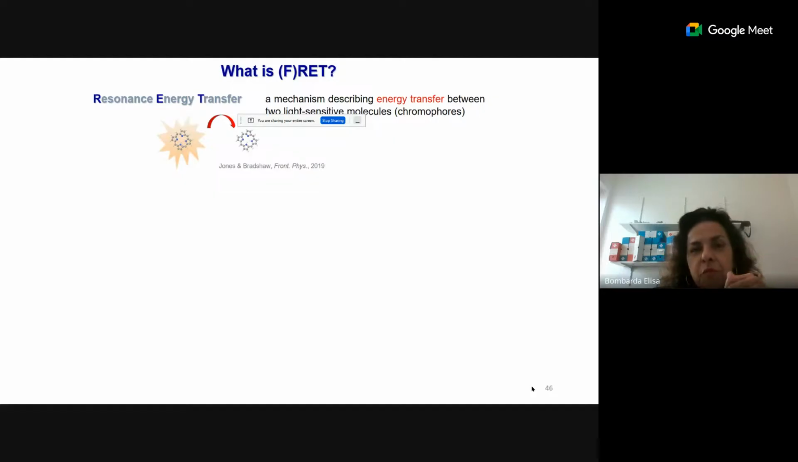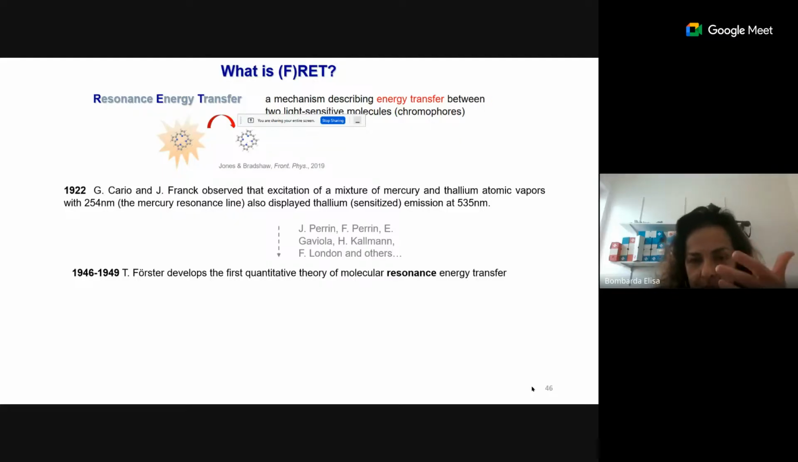FRET is an acronym, and if we limit now on the last three letters, RET, it stands for resonance energy transfer. So it's a mechanism describing the energy transfer between two light-sensitive molecules, so two chromophores. That is very general. And there are also, of course, some historical notes.